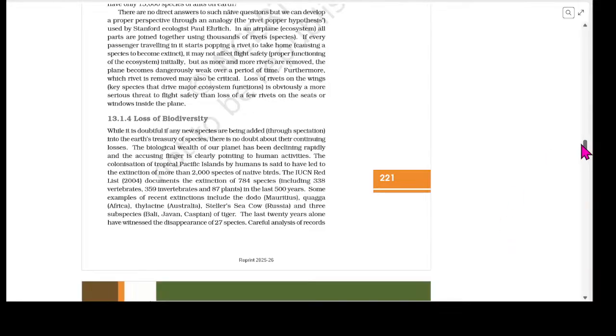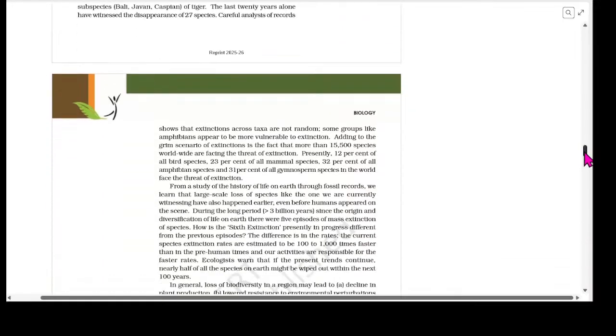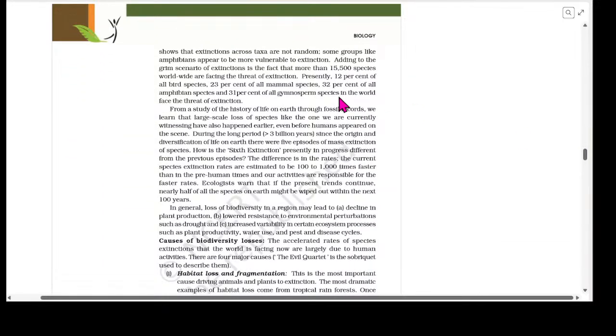The last 20 years alone have witnessed the disappearance of 27 species. Careful analysis of records shows that extinctions across taxa are not random. Some groups like amphibians appear to be more vulnerable to extinction. Adding to the grim scenario of extinctions is the fact that more than 15,500 species worldwide are facing the threat of extinction. Presently, 12% of the bird species, 23% of the mammal species, 32% of all amphibian species, and 31% of all the gymnosperm species in the world face the threat of extinction.